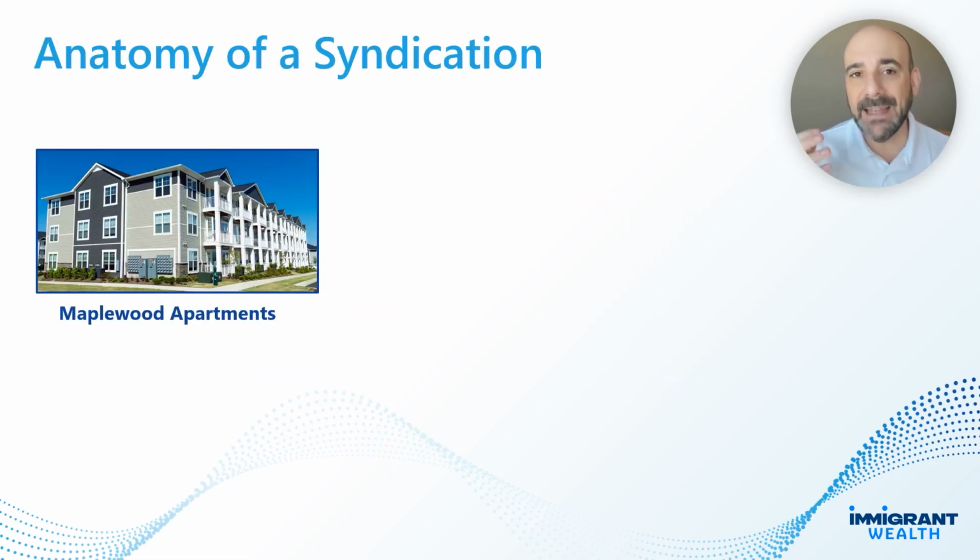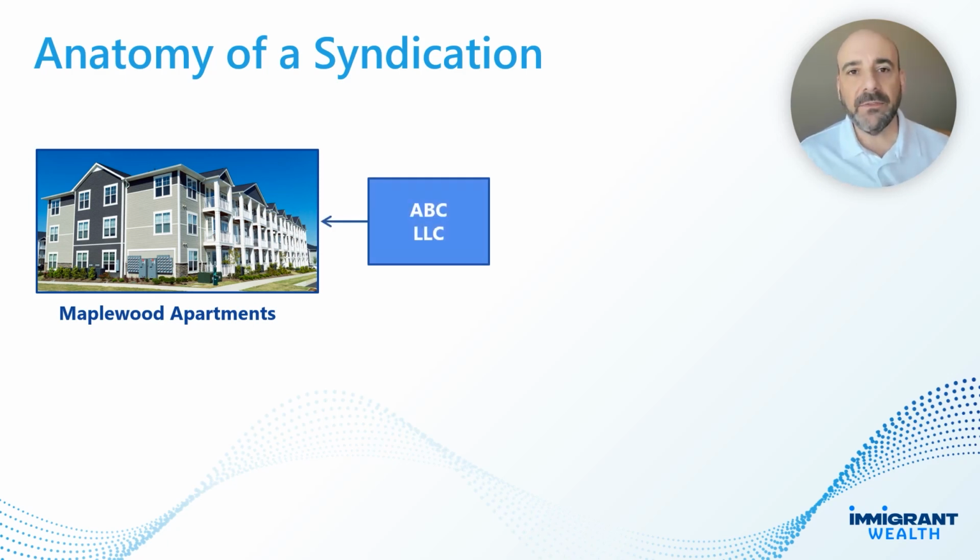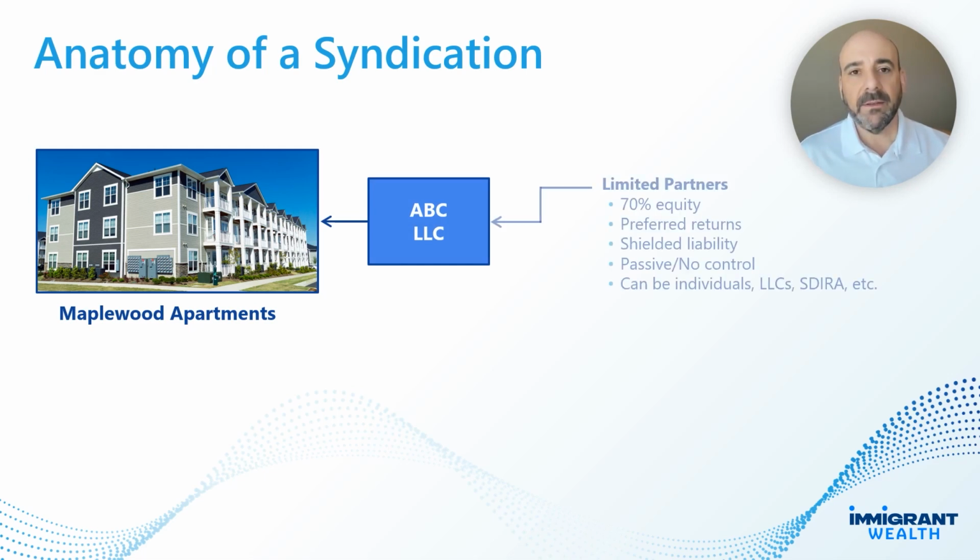Now let's talk about the anatomy of a syndication. So let's say we're going to purchase an apartment complex. We'll call it Maplewood Apartments for short. The first thing that's done is an LLC is created, a limited liability company. And this is the company that's basically going to own this apartment complex. And there are two types of investors that I'm going to talk about here in that LLC.